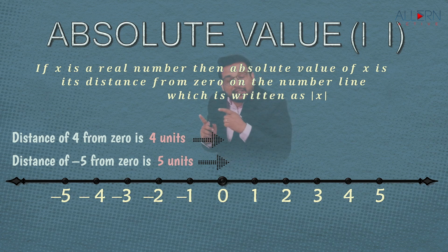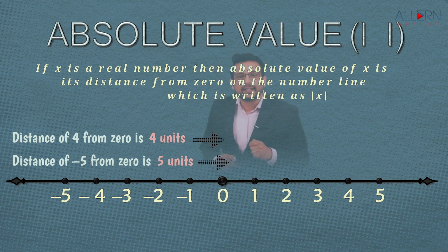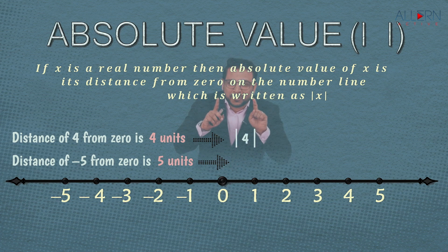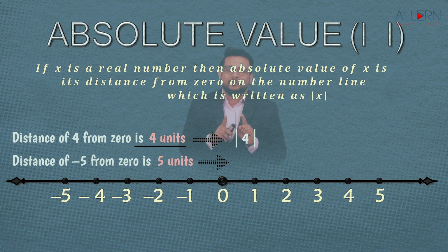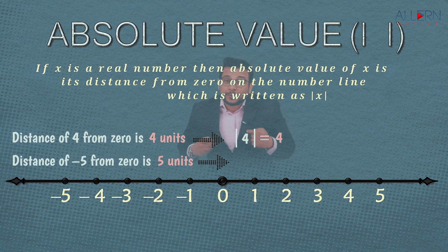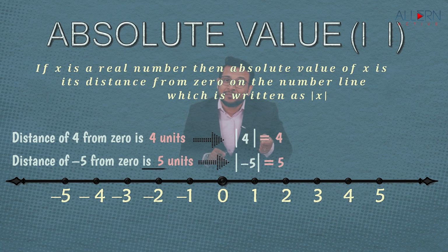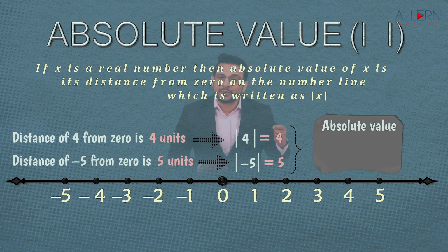If you have to represent this, how will you write it? Absolute value of 4 is 4. You will draw those 2 vertical lines and between them you will write 4. So this means absolute value of 4 is how much? It is nothing but 4. Beautiful. Then if you have to write absolute value of -5, how do you write it? 2 vertical lines and between them you'll write that number, that is -5. So absolute value of -5 is 5. Beautiful. That means the concept which we discussed is called absolute value.